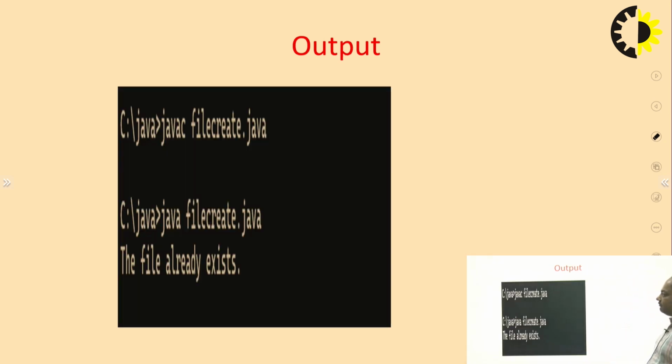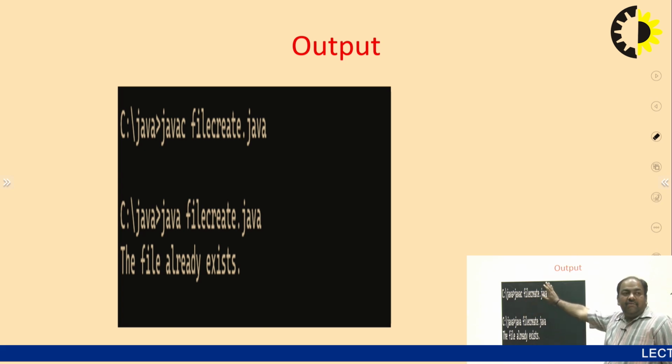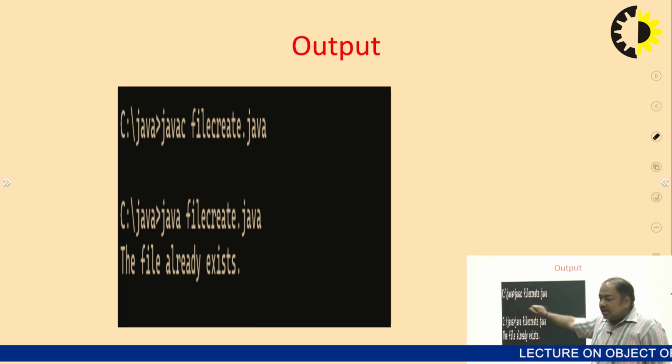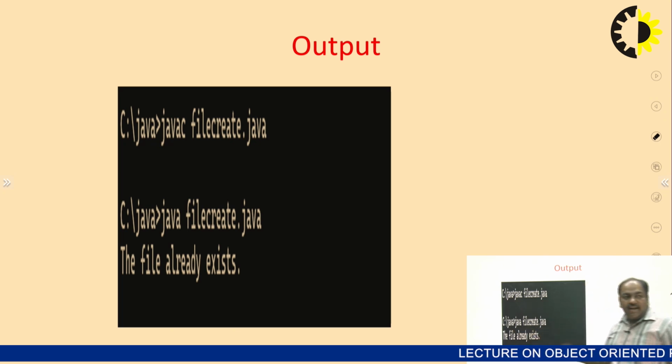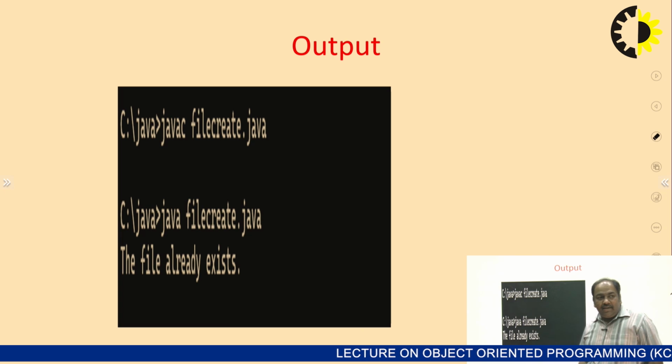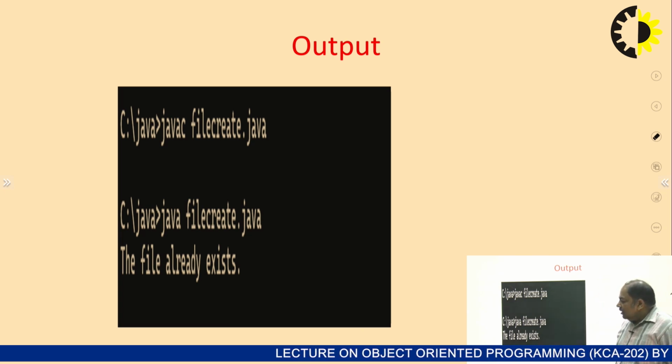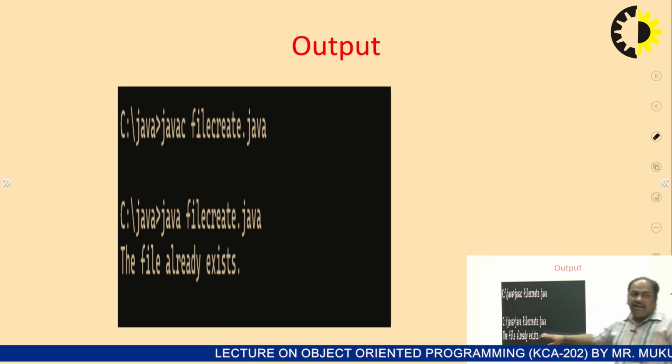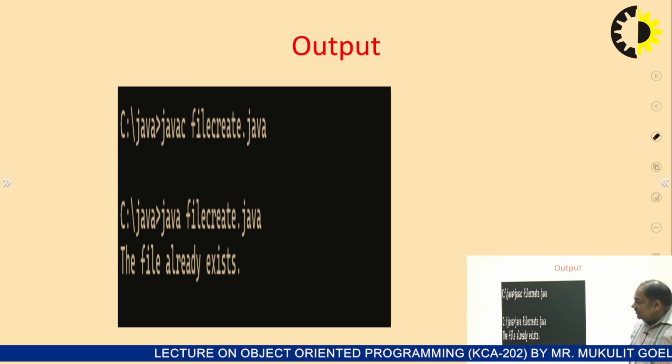In the output, first we have compiled this program, javac FileCreate.java, by using this command on cmd. After compilation we see that there is no error. So when there is no error, we simply run the file, java FileCreate, and actually this file is already created in my laptop, so it will show a message that the file already exists.